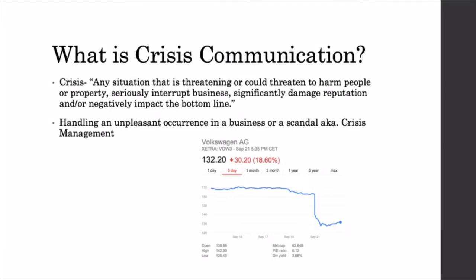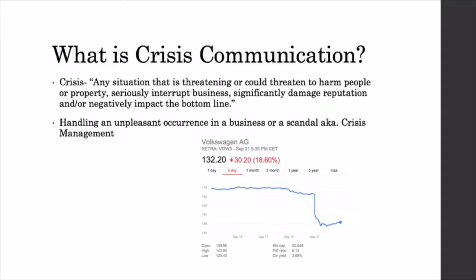So when I searched what crisis communication is, I found first the definition of crisis to be any situation that is threatening or could threaten to harm people or property, seriously interrupt business, or significantly damage a reputation or negatively impact the bottom line. And I found it really interesting that the definition included something that can interrupt business and hurt a reputation, because generally, when I thought of crisis, I just thought of disasters, natural disasters, and famine.